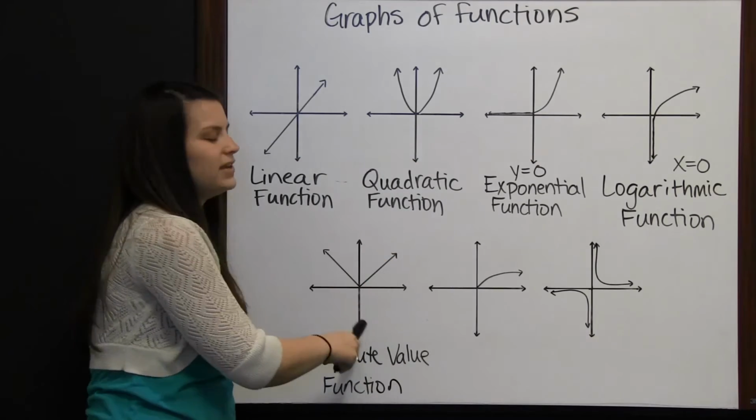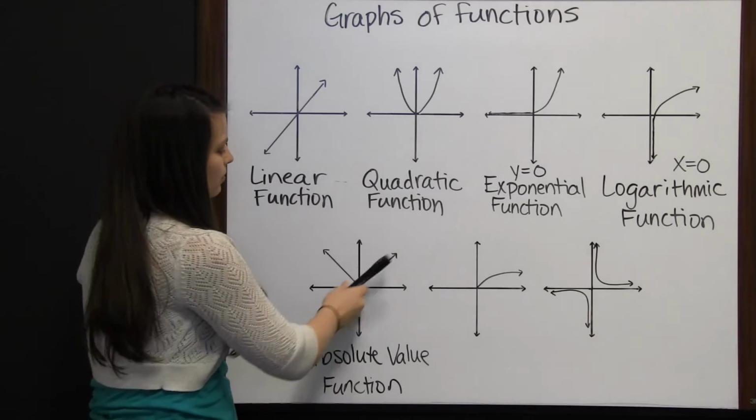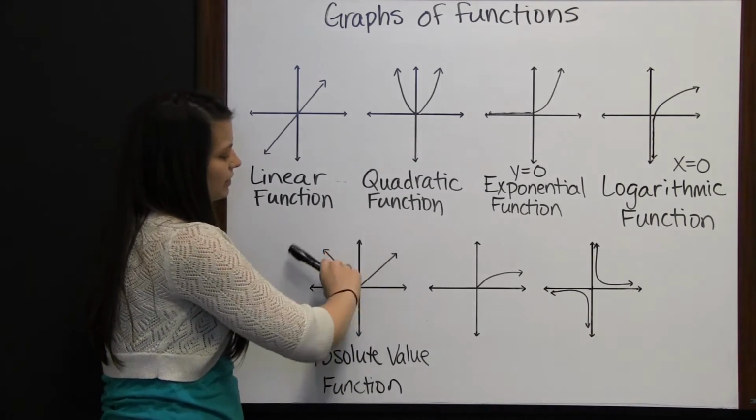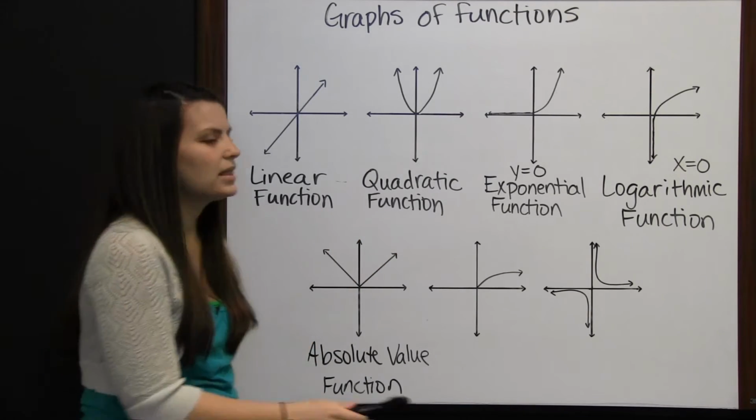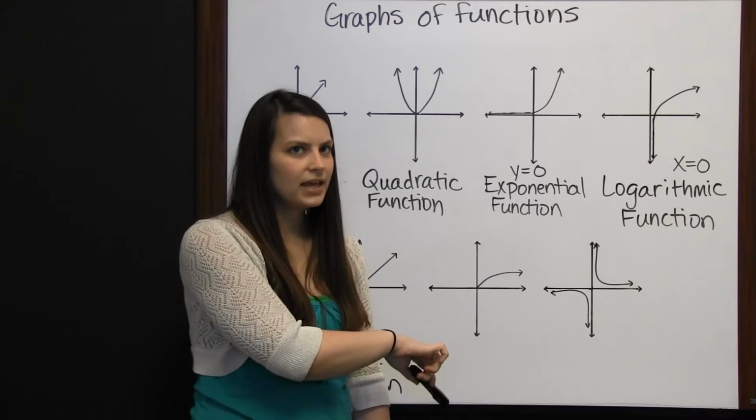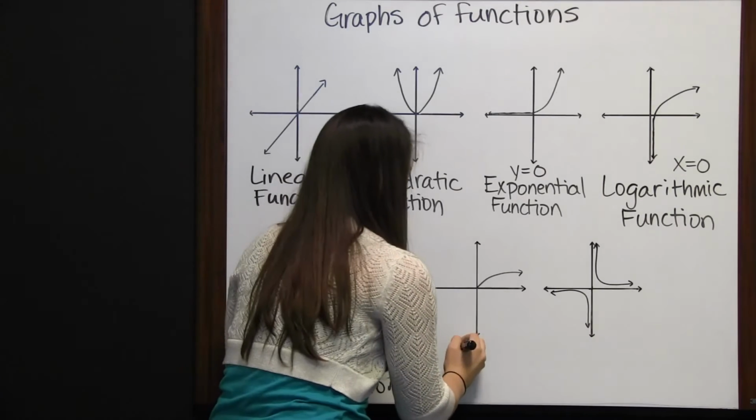And it graphs a V. It looks like a V. So they're straight lines, and then the left side is just the reflection of the right side. This next graph is the graph of a square root function.